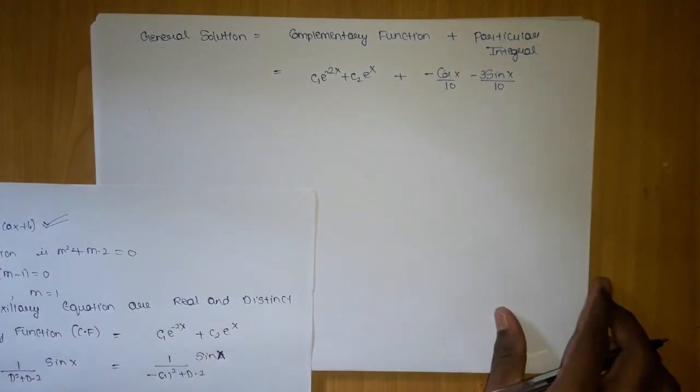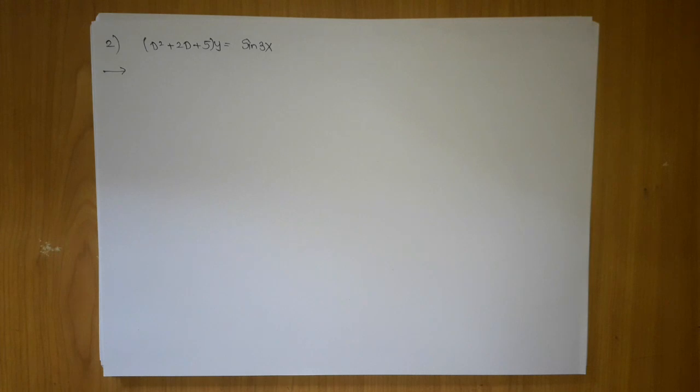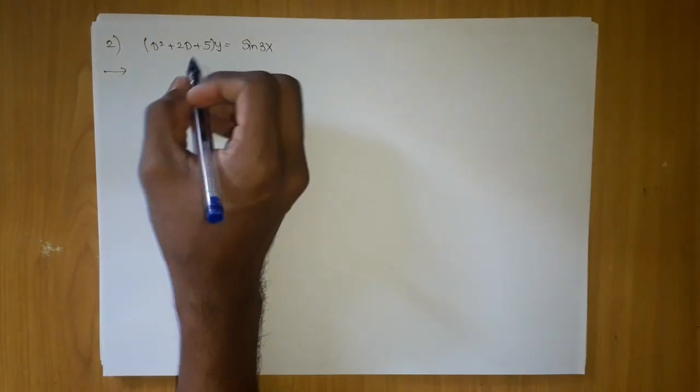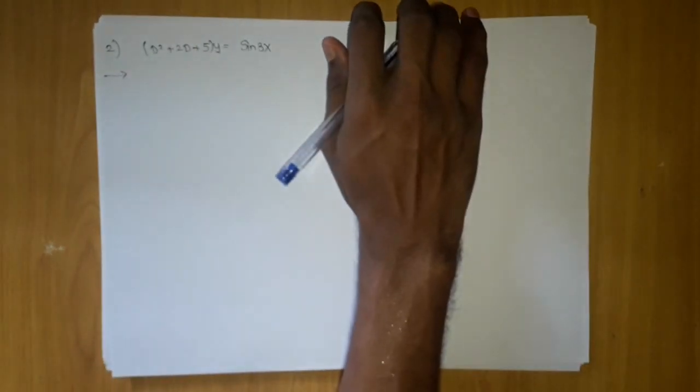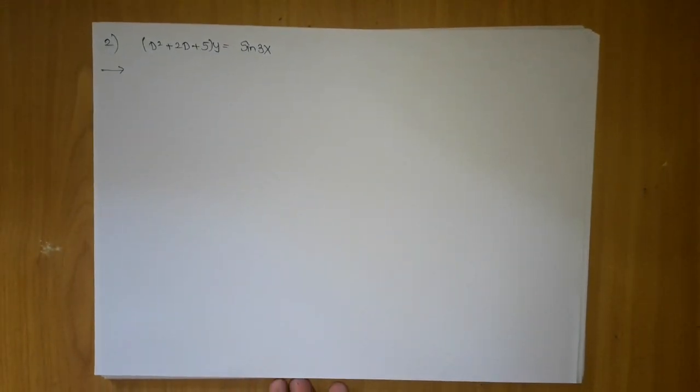In this way we are going to solve the next question also. Let's see the next question. The next question which we are going to get is this question number 2, which says d square plus 2d plus 5 into y equals sin 3x. Now similarly here also you have analyzed it is of type 3. After doing the analysis that it is type 3, you have to begin solving the problem.